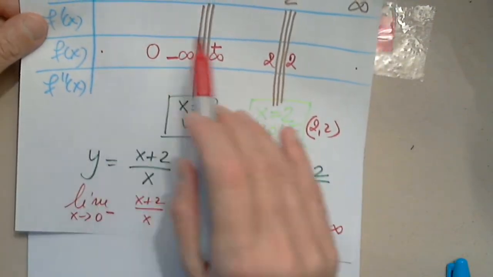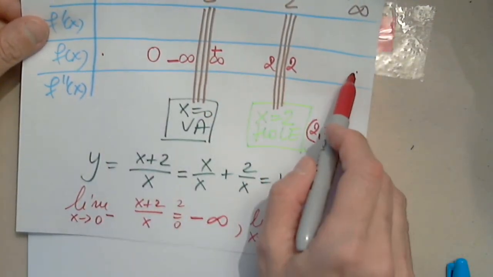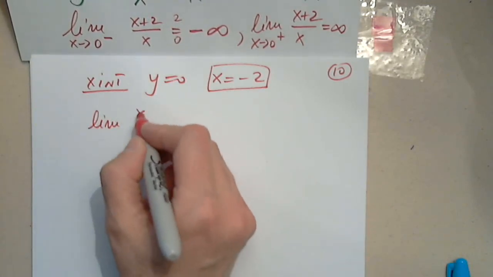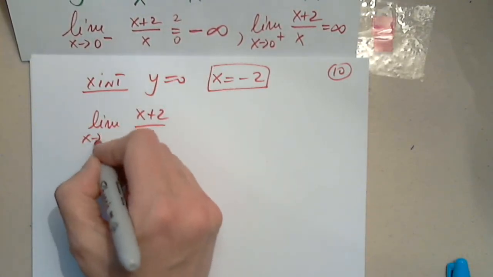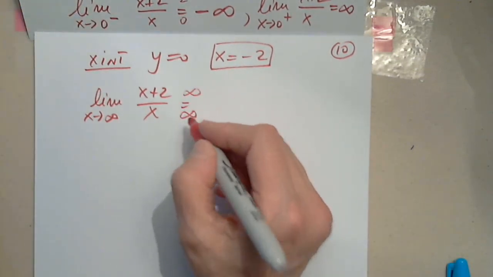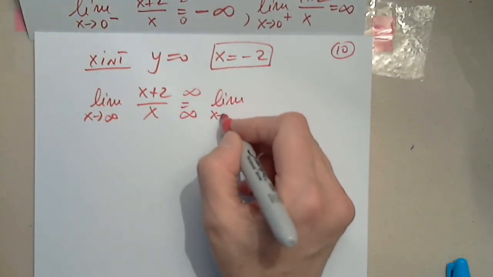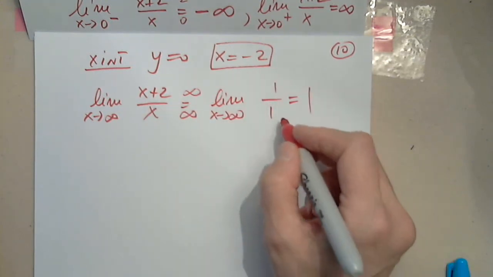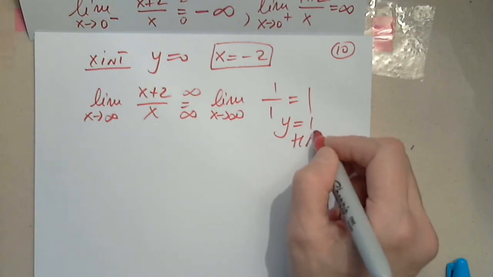And now I need to determine the end behavior. So I have to find a limit, (x plus 2) over x when x approaches infinity. This is infinity over infinity, L'Hopital's rule, so limit as x approaches infinity. The top is 1, the bottom is 1, 1. So then y equals 1, horizontal asymptote.